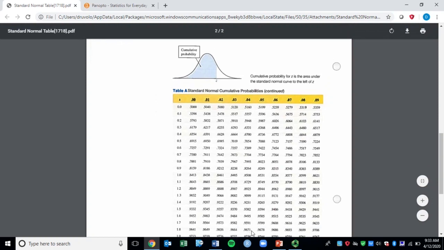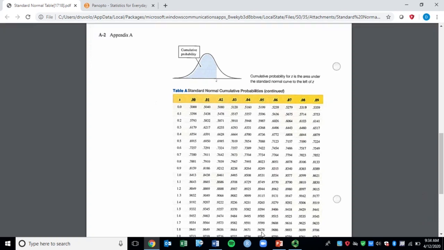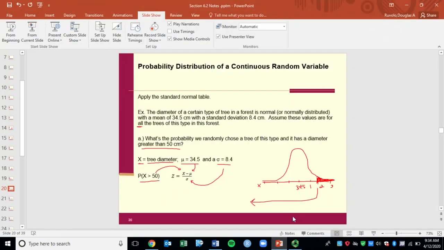So, 1.85, I got here 0.9678. That'll be an easy one to remember. 0.9678. Okay? That's not our answer, right? Because that is giving us less than. That's not what we want.